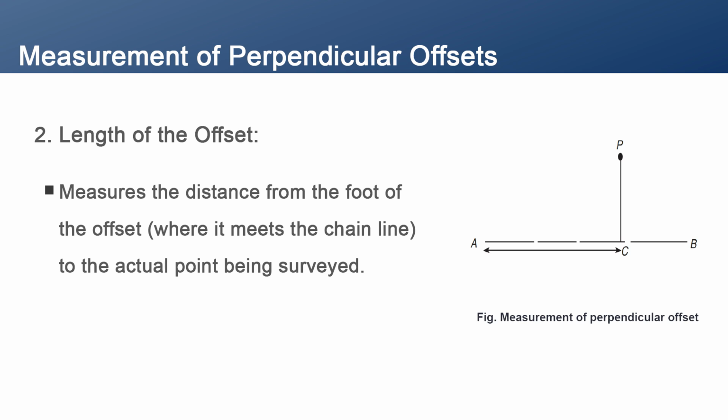Think of it as your starting station's way of keeping track of how far you have travelled. Next, the length of the offset. This is the distance from the foot of the offset, where it meets the chain line, to the actual detail point you are interested in. We just call this the length of the offset.